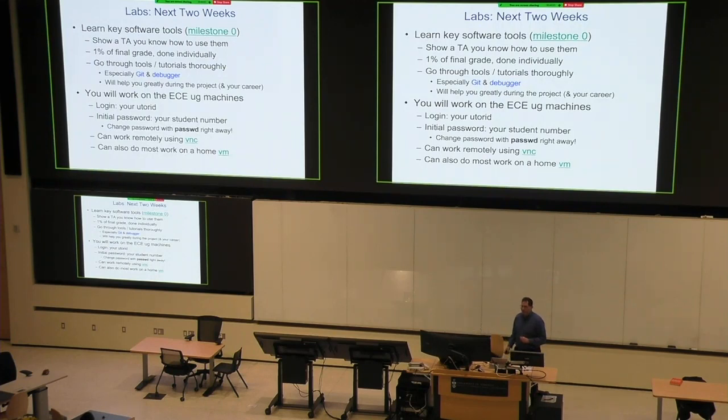You'll work on the ECE, what are called the UG machines. There's information on the course website, but basically you're going to log in with your UTOR ID. Your initial password is your student number. You should change it right away with the passwd command. You can work in the labs anytime, during the lab period, but also anytime you get in and there are computers available. You can also work at home using a remote windowing software called VNC, or you can download essentially a copy of the whole undergrad lab computer setup called a virtual machine and work on your home computer without a network connection. So you've got multiple options. All of that is on the course website.